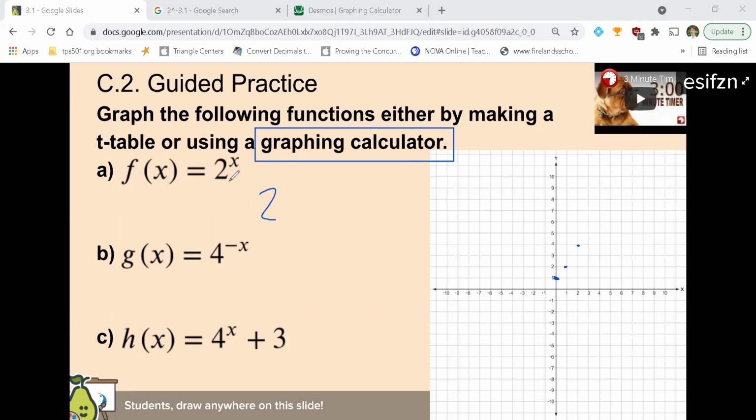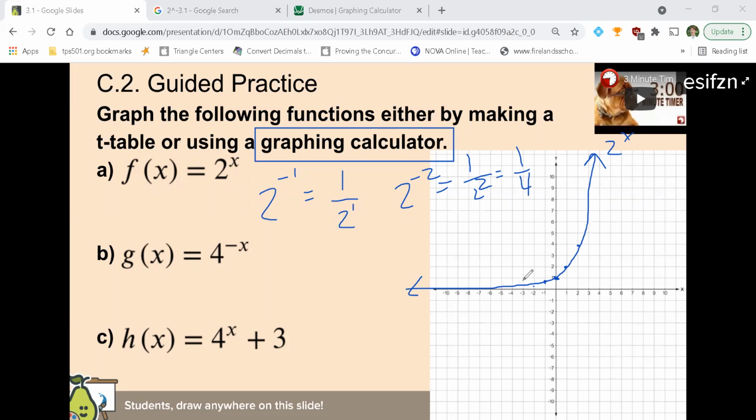2 to the -1 is the same as 1 over 2 to the first. Do you remember that exponent rule? Negative exponents take your number and put it in the denominator of a fraction under 1. So 2 to the -1 would be a half. 2 to the -2 would be 1 over 2 squared, or a fourth. To be honest, it's actually probably easier just to do this by hand than it is to do Desmos and then plot the right points.